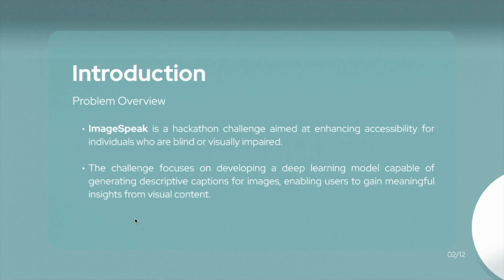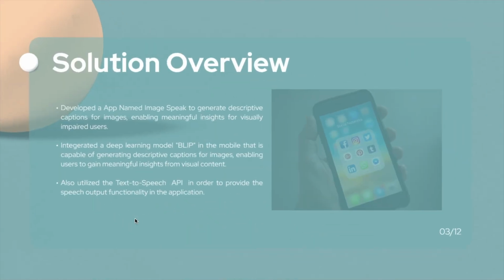A hackathon challenge basically aiming at enhancing the accessibility for individuals who are blind or visually impaired. The challenge focuses on developing a deep learning model capable of generating a descriptive caption for an image, enabling users who are blind to gain meaningful insight from the visual content. For this, we have come up with a solution, an app named ImageSpeak, which is going to generate a descriptive caption for the images clicked by blind users, enabling them to get meaningful insight from the picture.